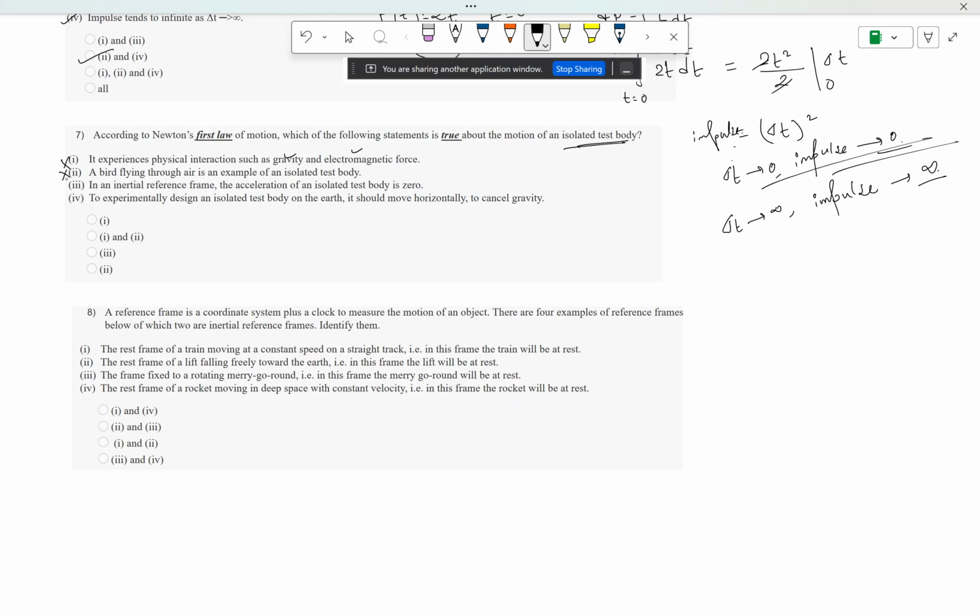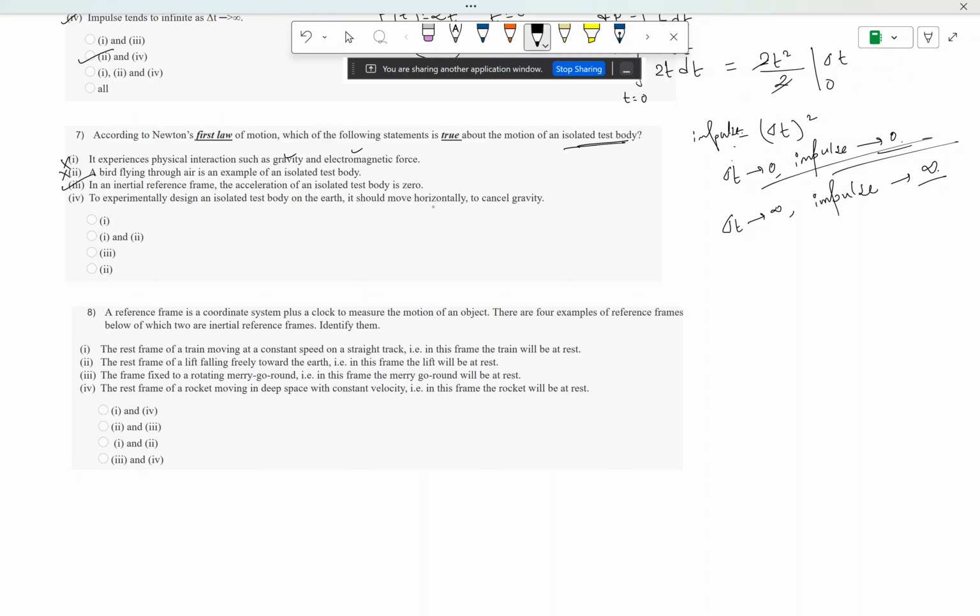So this is actually Newton's first law. This will be true because... so question number 7 will have option number 3 correct finally out of the first two, because as I said, Newton's first law is only valid for an inertial frame of reference.